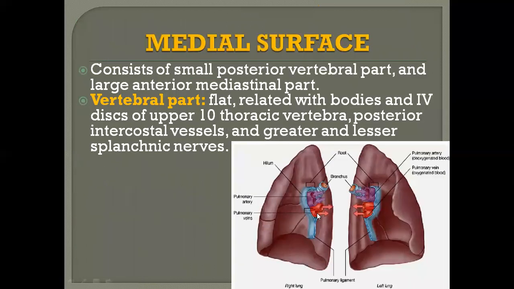The medial surface consists of the posterior vertebral part and a large anterior mediastinal part. The vertebral part is flat and it is related to the vertebral bodies and intervertebral discs of upper 10 thoracic vertebrae, posterior intercostal vessels, and greater and lesser splanchnic nerves.